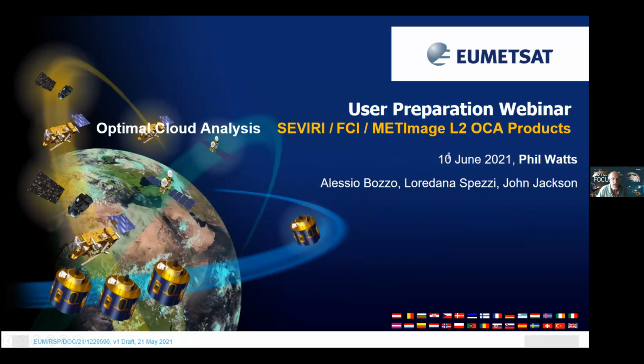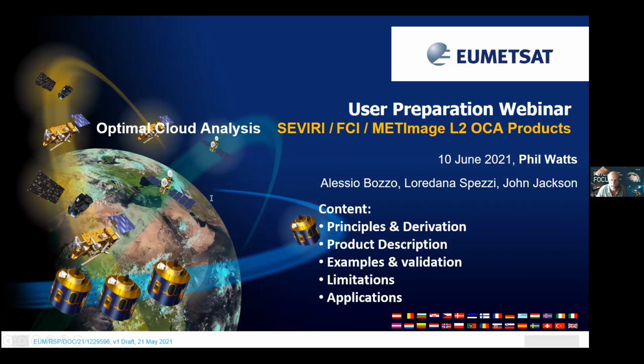Yeah, sorry. So, okay. So first of all, the OCA stands for Optimal Cloud Analysis. So it was initiated by a study a long time ago with Severi and has been in quasi operations for some time. So what we get for FCI and METimage will be basically a heritage algorithm for Severi without any significant deviations. So future day 2 products will include some more enhanced properties. Yeah, so the talk is going to be along these lines. You can see the sub-bullets there. Let me just, so we go quickly on.